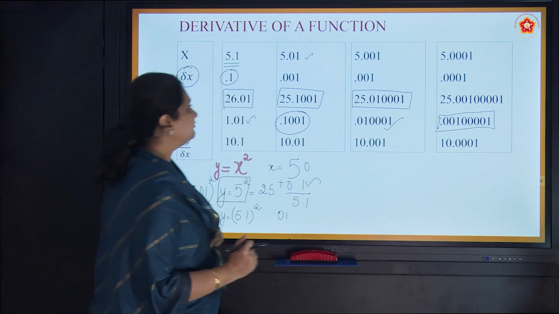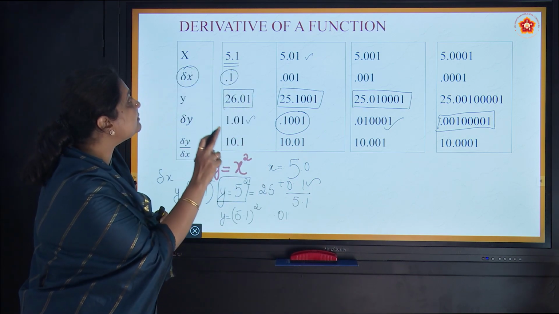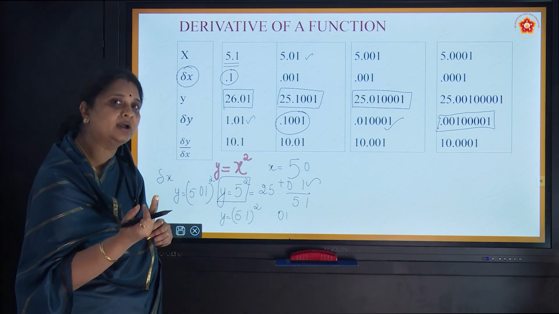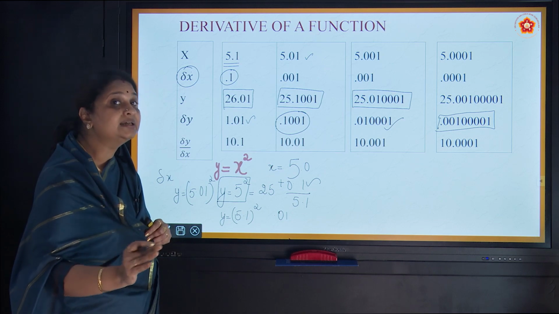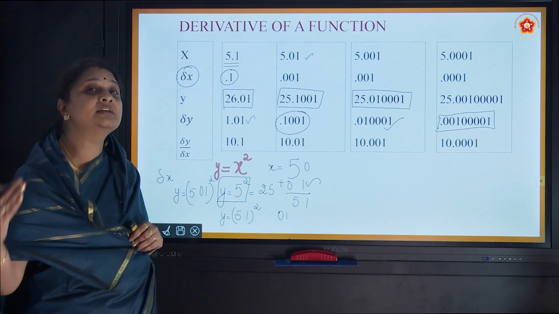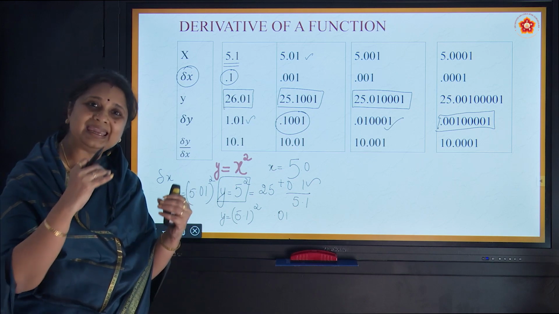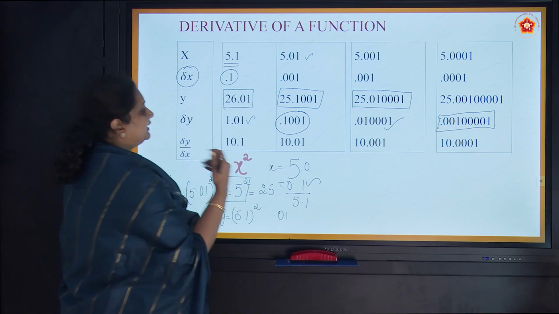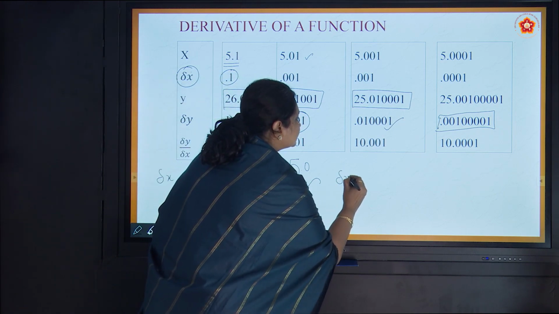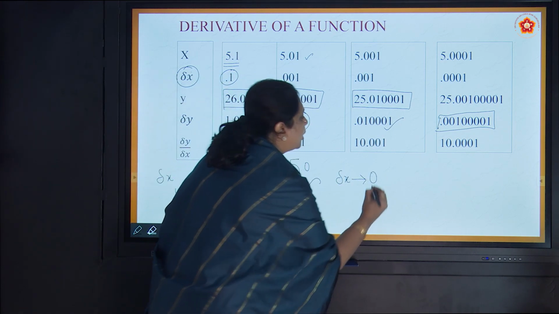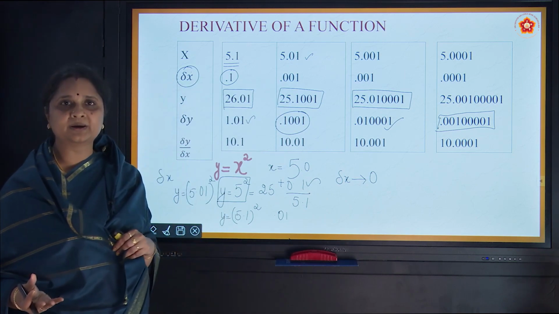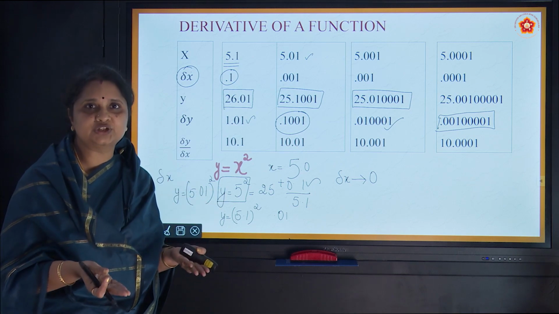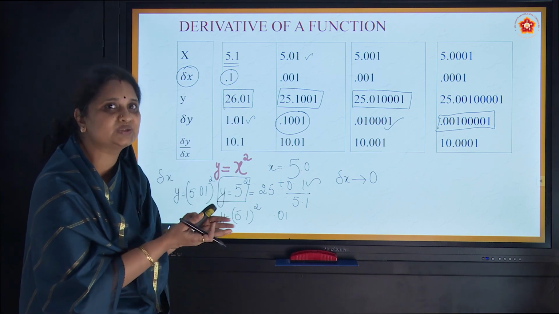So, what do I understand from this? I keep reducing my increment from 0.1 that I increased. I made it 0.01. Then I made it 0.001. Then I made it even smaller, 0.00001. So I keep reducing. How do I represent that? In mathematical terms, I can say that delta x is very, very small. It is almost 0. It's a very small increment that I'm giving, meaning it's almost negligible. So, it's delta x tends to 0.